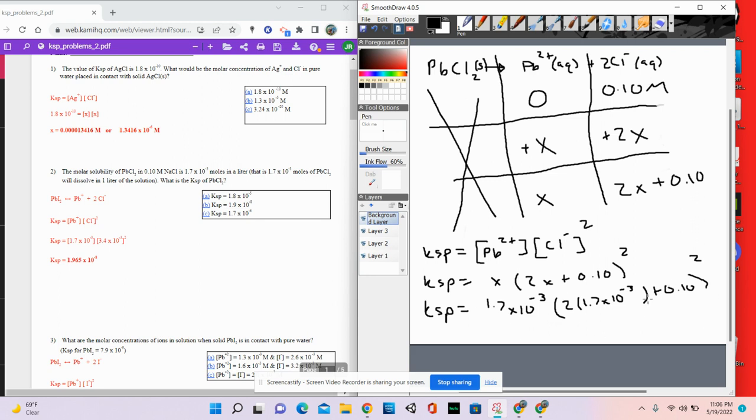And if you plug this into your calculator, 1.7 times 10 to the negative third times the quantity 2 times 1.7 times 10 to the negative third plus 0.1, squared, you get a KSP value of 1.81 times 10 to the negative fifth.